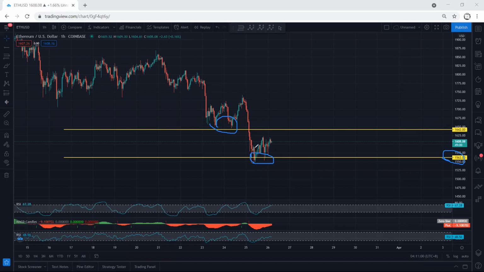All right, now we have a correction here, because it's still when we have this kind of correction, we can expect one more drop. Now we want to see how we can trade it.